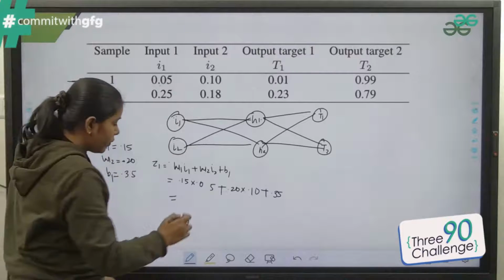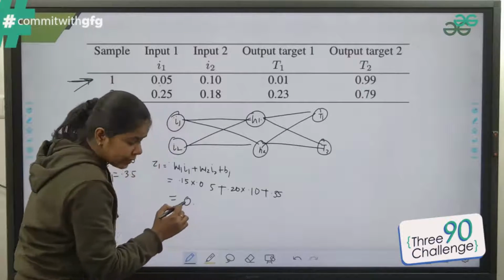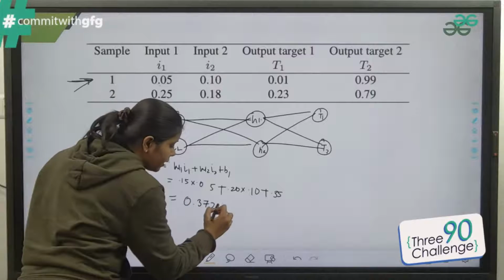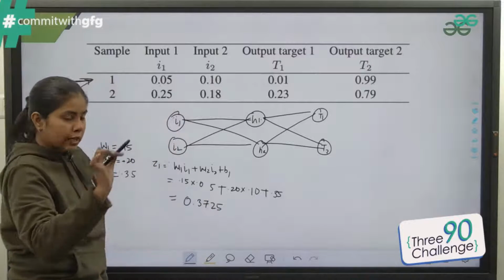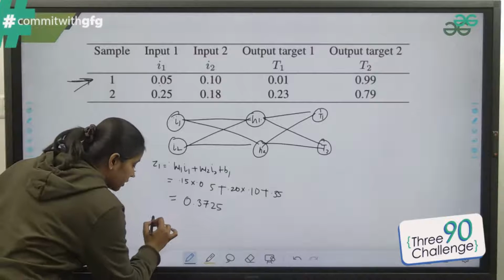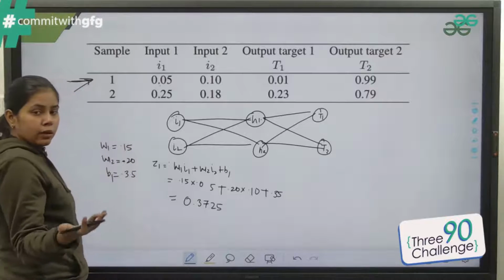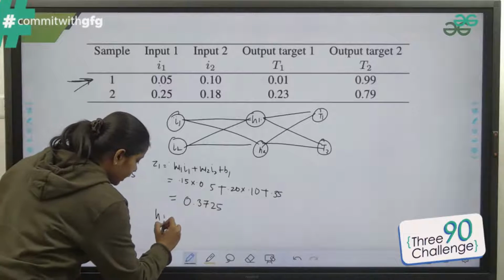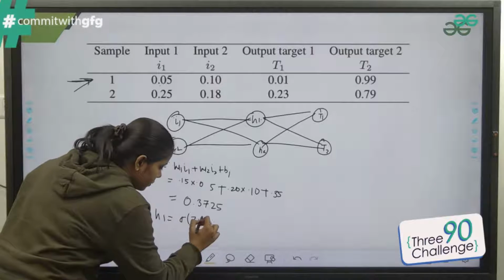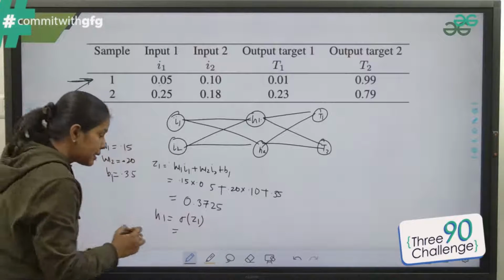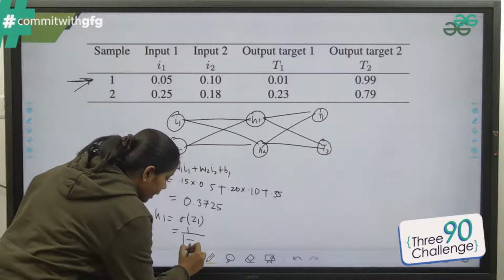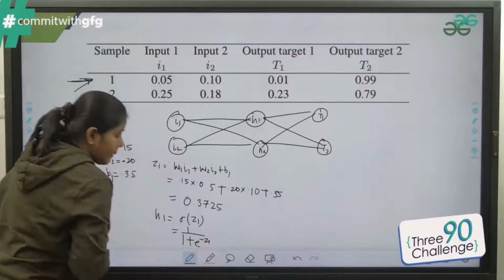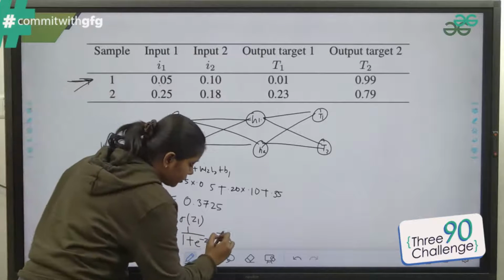On solving, you will get the Z1 value, which is 0.3725. I have already solved it, so I'm not wasting your time on calculation. You can find it out by yourself. Let's say the activation function is the sigmoid function, so that would give the value for H1: 1 upon 1 plus e to the power minus Z1.